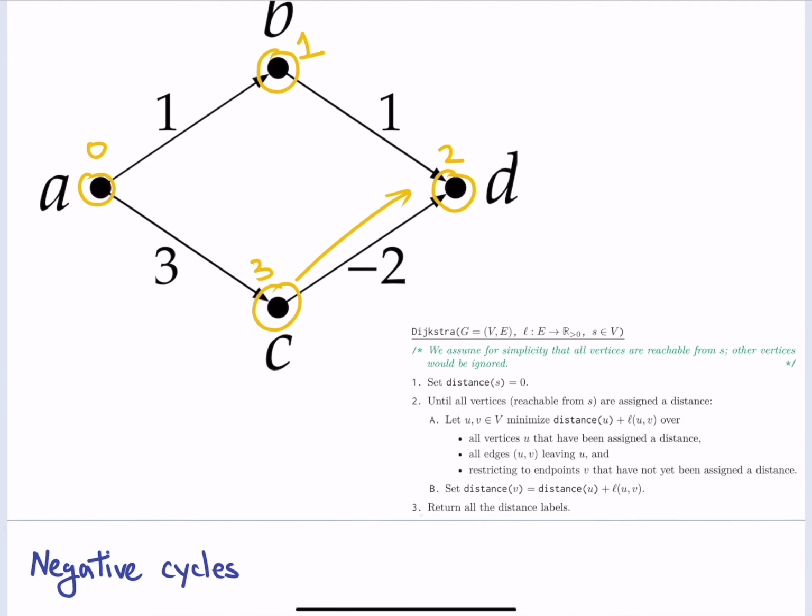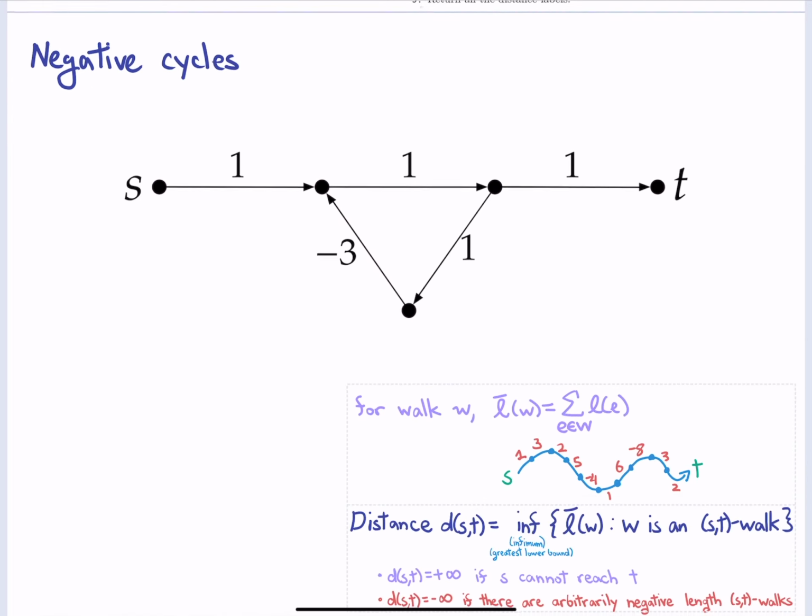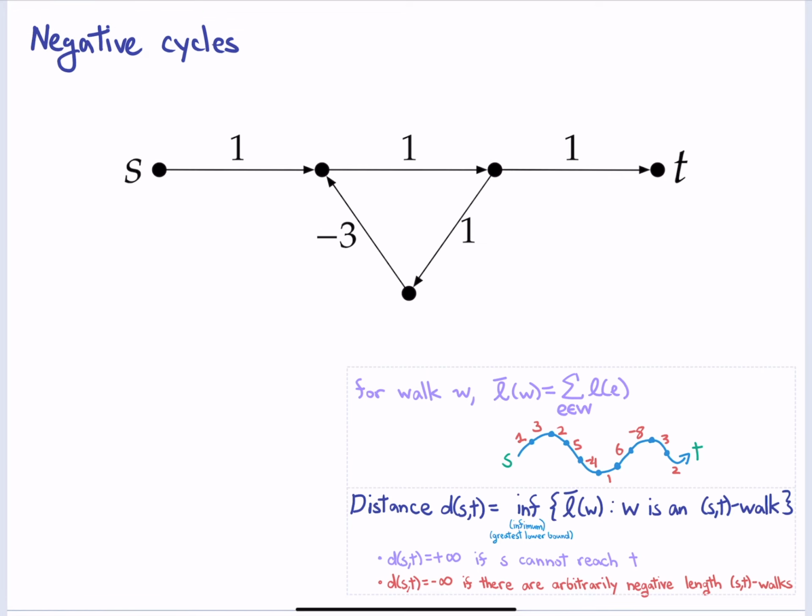All right, the other subtlety that comes up with these negative edges is the possibility of negative cycles. So here's sort of a simple example. So what, by definition, is the distance from S to T in this graph?